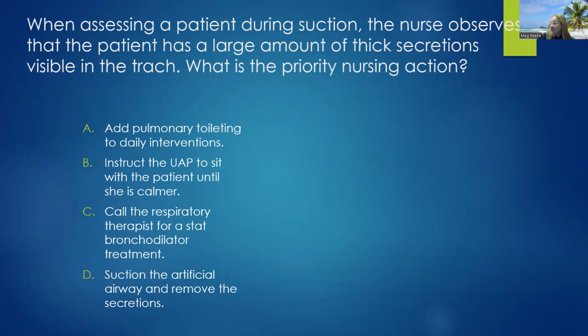Pulmonary toileting is also going to increase the amount of secretions. It's something that needs to be done, but you're definitely going to be suctioning after that. You're not doing it to help decrease the secretions. You're helping release the secretions with that. And as far as a STAT bronchodilator treatment, again, you're opening up the lungs and you're adding more liquid, but you're not taking away that thick secretion. So what we need to do is get that airway opened up.